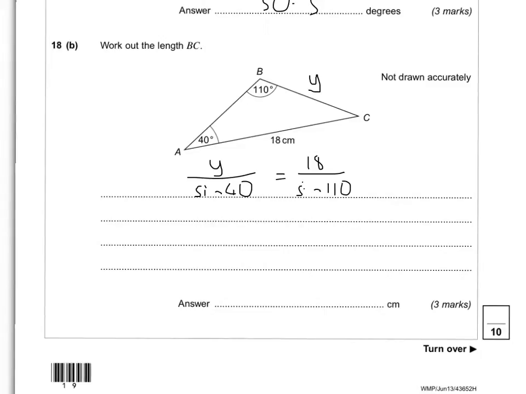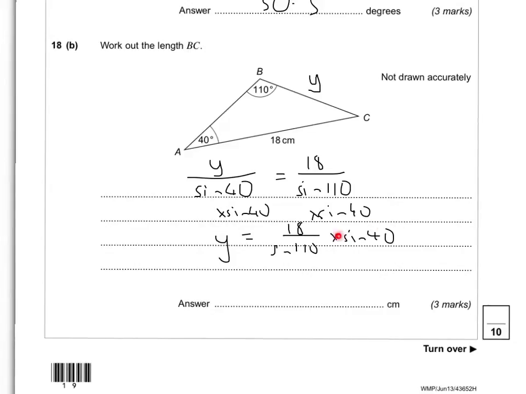So I get to that point there, and I'm going to try and get y by itself. This thing here is something I can calculate quite easily. It's just an awkward number. Y is being divided by an awkward number. I'm not going to evaluate anything just yet. I want to get y by itself. I don't want it to be divided by sine 40. So I'm going to get rid of that by timesing both sides by sine 40. It's just a number, and I'm going to multiply both sides by that number. So y will be equal to 18 over sine 110 times by sine 40.